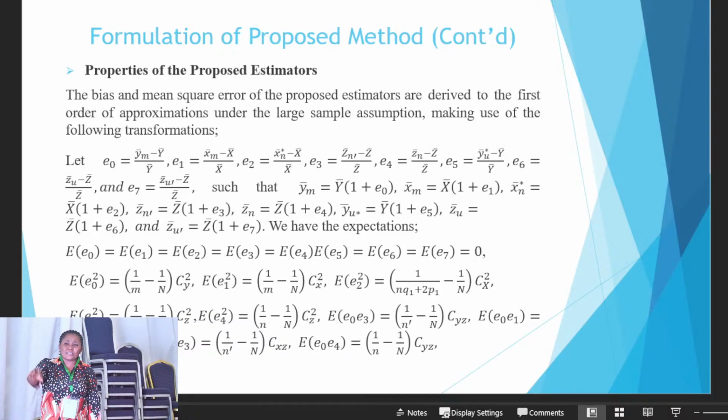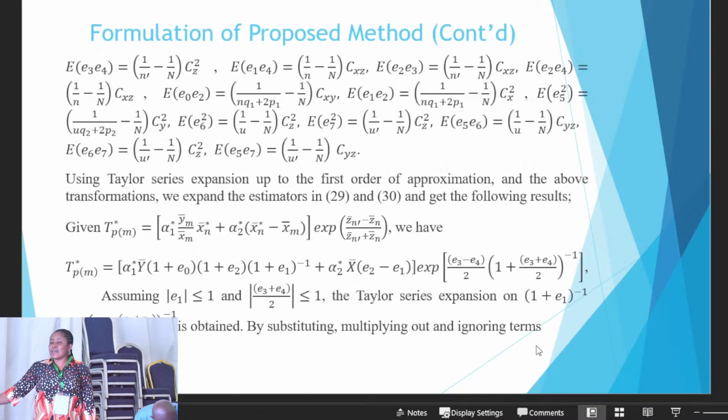When we state this, and you follow these statements clearly, we can see that the expectations of each of these small error terms are equal to 0. Their respective expectations of the squares and covariances I have clearly expressed on the slide. When you move further, we are going to be doing the proof for both cases.